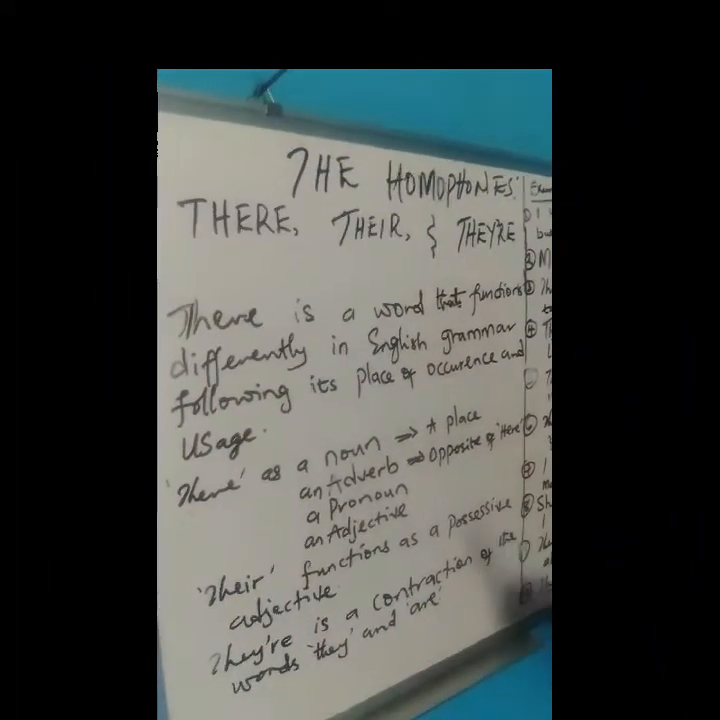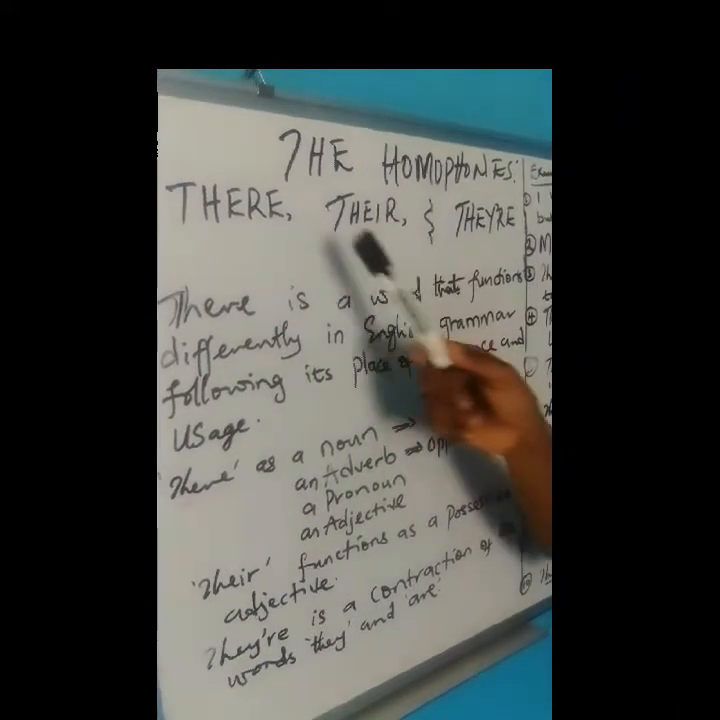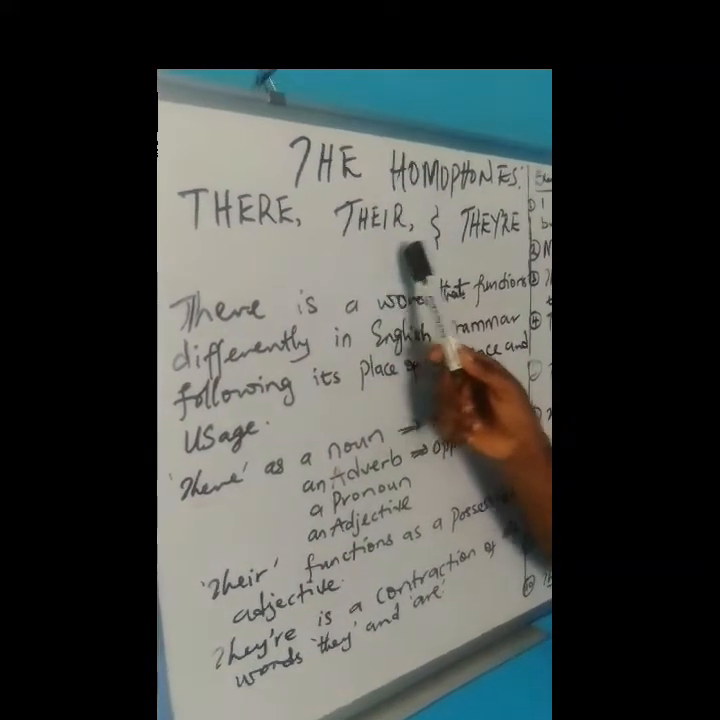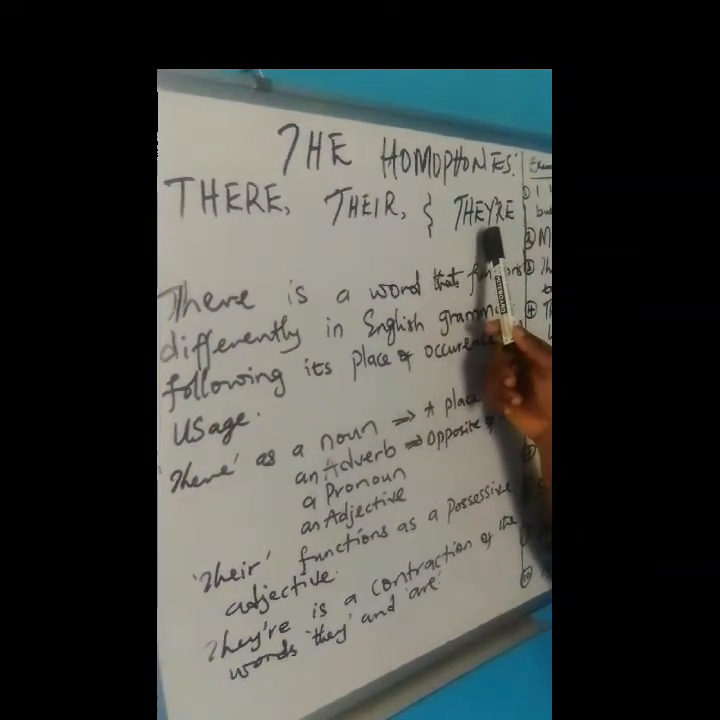I'm Blessing. In today's lesson, we shall be talking about the homophones there, T-H-E-R-E, their, T-H-E-I-R, and they're, T-H-E-Y-R-E, that's apostrophe R-E. So on the board, we have the homophones there, their, and they're.